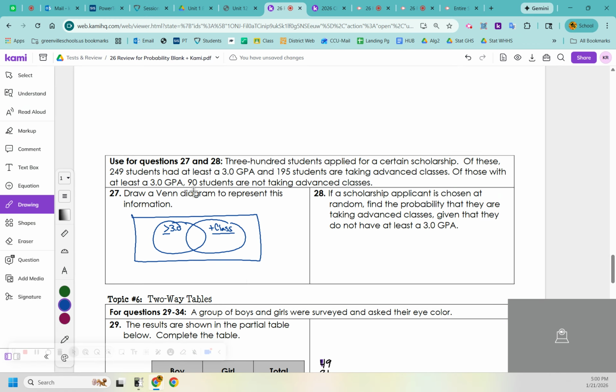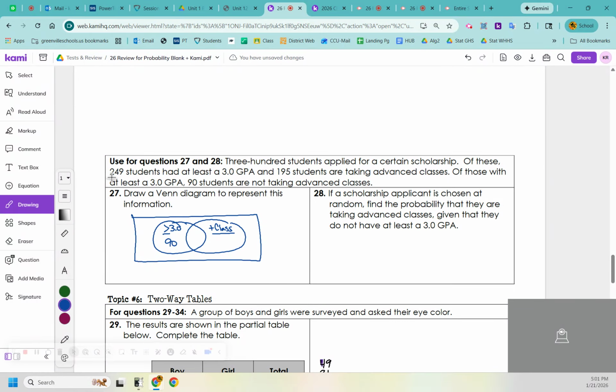Okay, this is a weird question. I won't give it to you this way, but we can still do it. Of those with at least a 3.0, that's this circle. 90 of them are not taking advanced classes. So funny enough, 90 goes here because this would be both of them. And I always say to start in the middle, but they didn't give us the middle number. So thanks a lot.